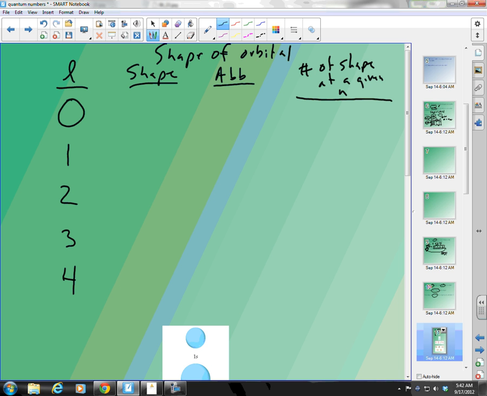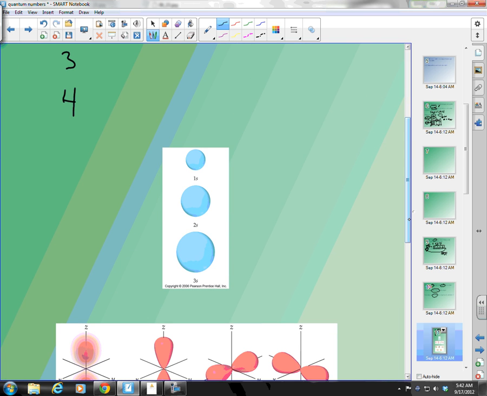Good. What's the shape? Well, the shape of L equals 0 is what we call a sphere. Good. And believe it or not, the abbreviation for sphere is s. And we have only one of those at every energy level. Got it? And what's a sphere? Well, this is a sphere.